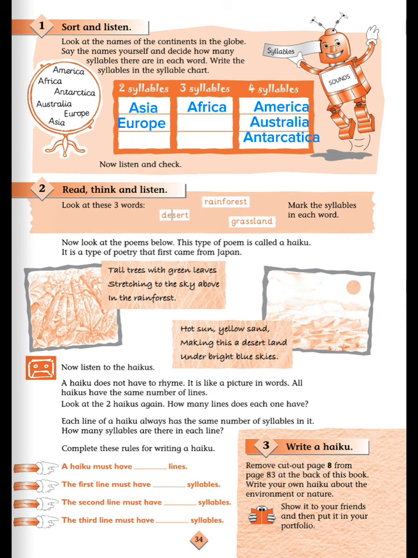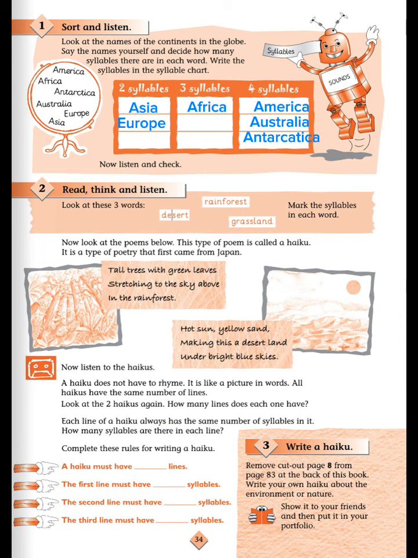A haiku doesn't have to rhyme. It's like a picture in words. All haikus have the same number of lines. Look at the 2 haikus again. How many lines does each one have? 3 lines. Each line of a haiku always has the same number of syllables in it. How many syllables are there in each line?